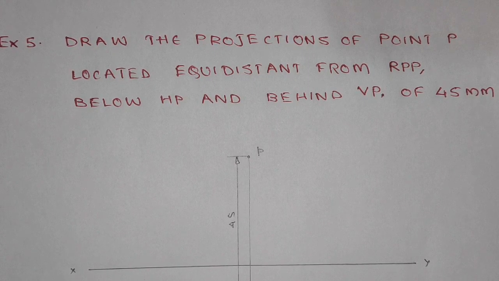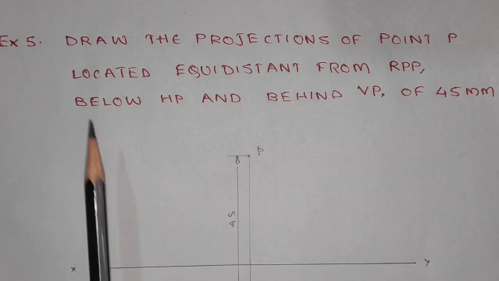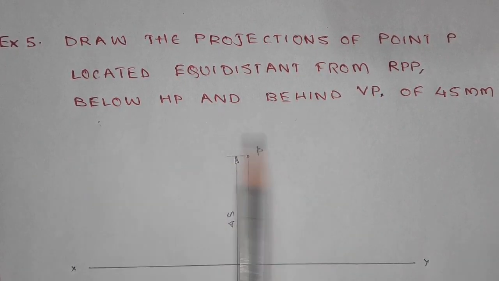So here we have a problem. Draw the projections of point P located equidistant from RPP, below HP and behind VP, that is, the distance is 45 mm. So this point is 45 mm from RPP, 45 mm below HP and 45 mm behind VP. So below HP and behind VP, we can say this point is in the third quadrant.